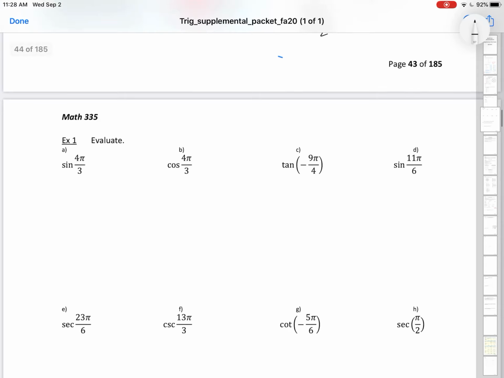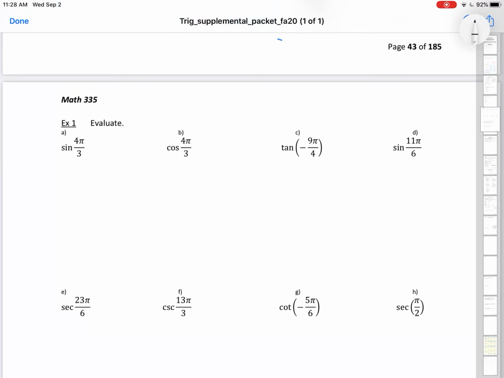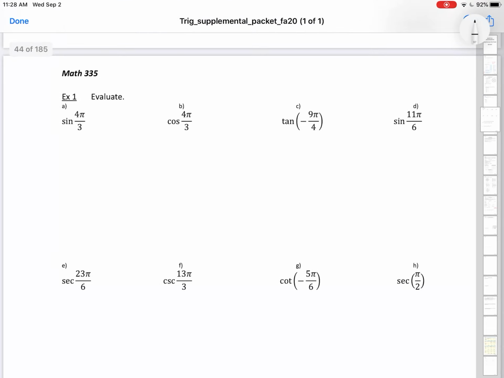As you come here, you want to look at this as more practice, right before an exam, with finding the trig values of a particular function. And so let's do this. We have talked already about reference angles and other things like that. So we just need to know where we're at.